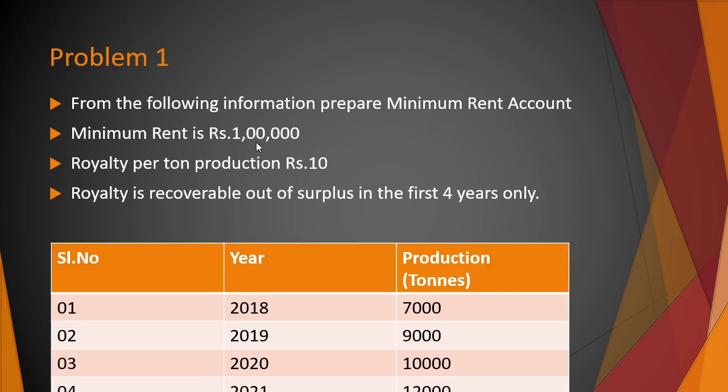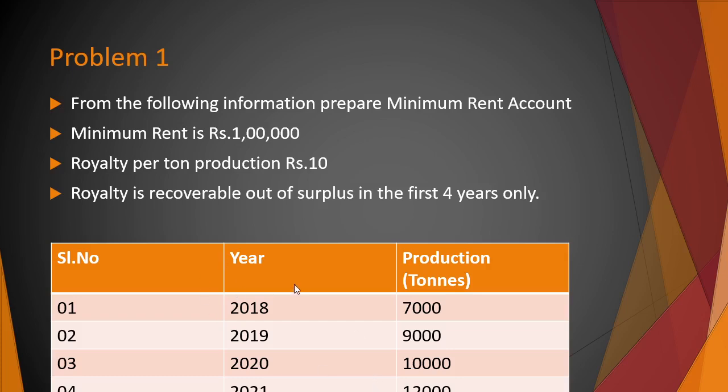So they stated minimum rent is rupees 1 lakh. Minimum rent or the dead rent which is common for all the years. The same for all the years. Royalty per ton of production is rupees 10. So we need to calculate this royalty for all the years. Royalty is recoverable out of surplus in the first 4 years only. So this represents fixed royalty recoupment. Only in the first 4 years we can adjust the short working against surplus if any.